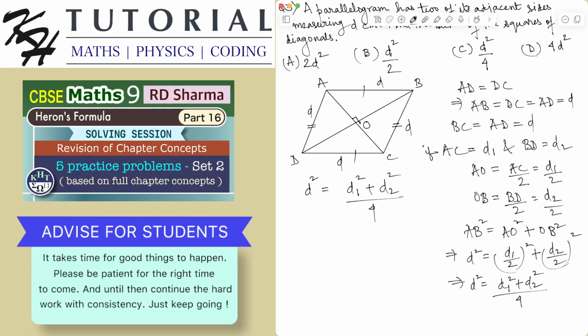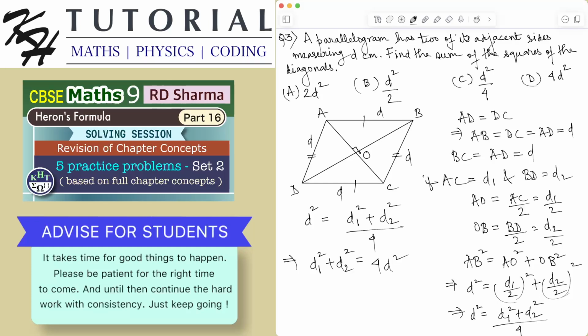This formula you must always be remembering. It must always be in your head all the time. That is, in a rhombus, the square of the length of each side is equal to the sum of the squares of the lengths of the diagonals divided by 4. So from here we can clearly say d1 square plus d2 square is equal to 4 times d square. This is what the question has asked: find the sum of the squares of the diagonals. So the sum of the squares of the diagonals will be equal to 4d square. So the correct choice is D. Let's see the next question.